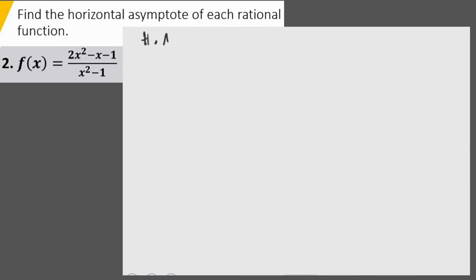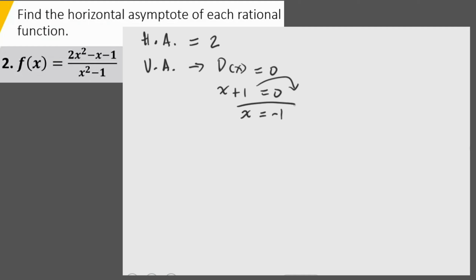Since meron na tayong value ng ating horizontal asymptote which is equal to 2, we can also get the vertical asymptote at the same time. So kunin lang natin yung denominator ng reduced function which is equals to x plus 1, equate natin sa 0. So transpose natin yung 1, magiging negative 1. So ang ating vertical asymptote is x equals to negative 1.